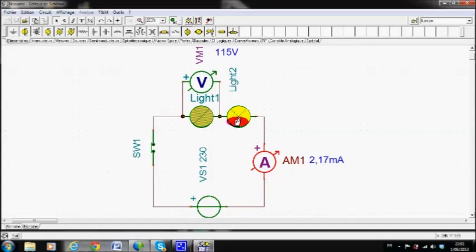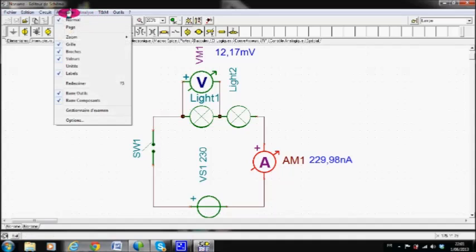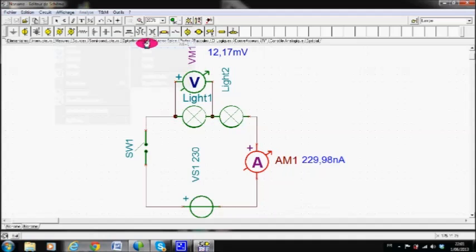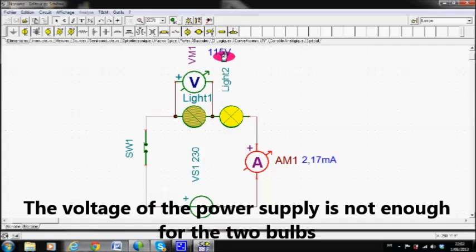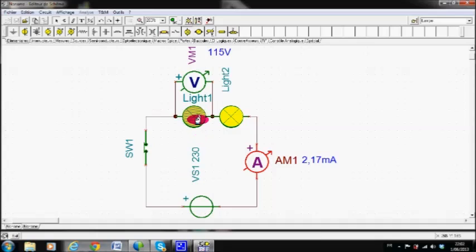You see the brightness of our two lights, so this is quite different from what you've seen before. I show all my circuit, and as you can see, the potential drop, the voltage of this light, was 230 volts before. Now it is only 115 volts. So the voltage of the power supply is divided by 2, as the two lights have the same resistance. That is the reason why this one is dimmer.